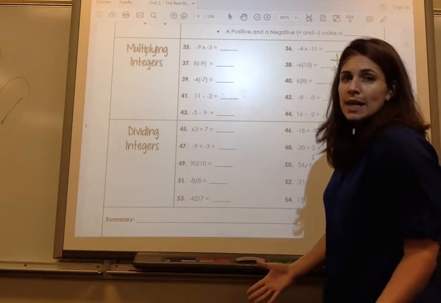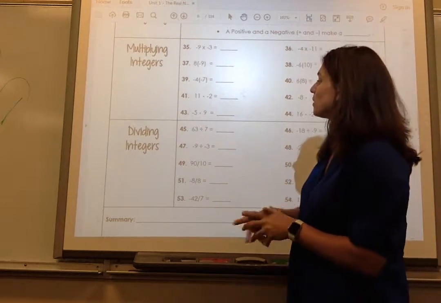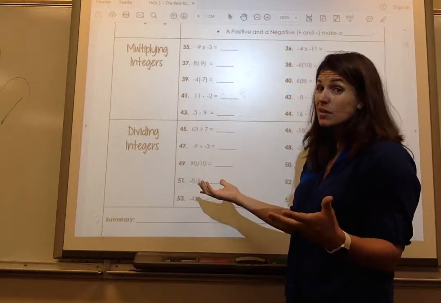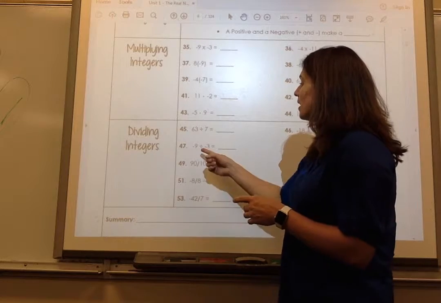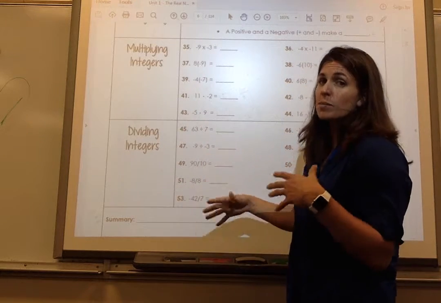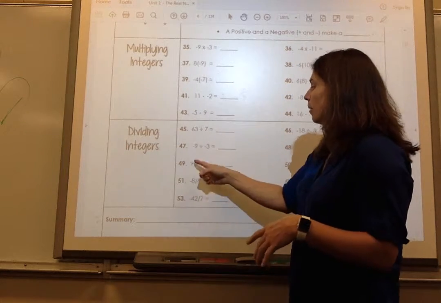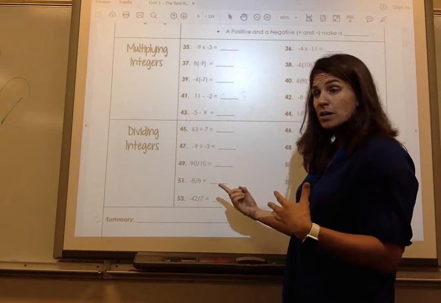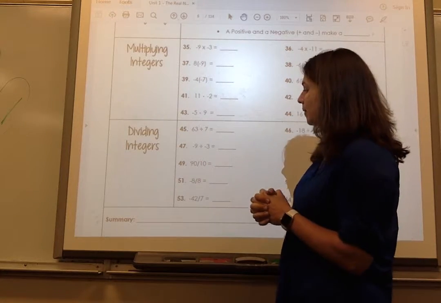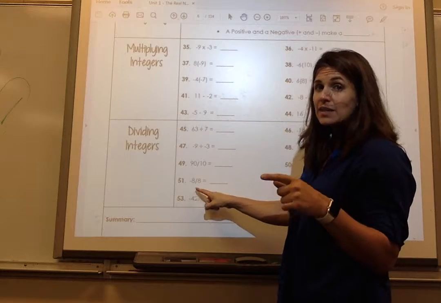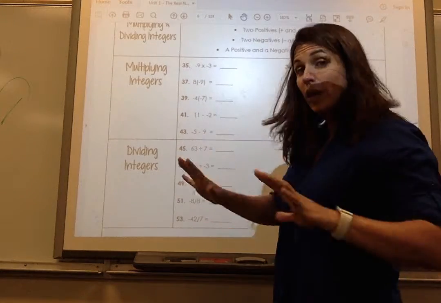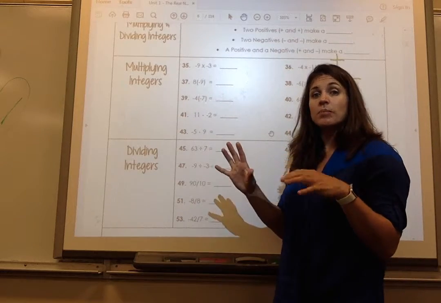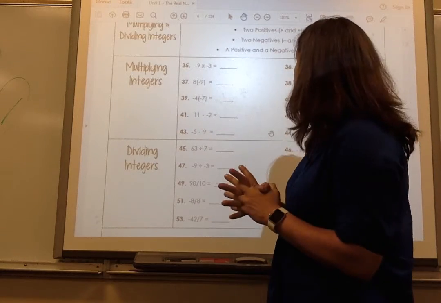Dividing integers, it's the same thing. You just need to know your rules, what happens. So positive divided by a positive is still going to be positive. So 63 divided by 7 is going to be 9. Negative 9 divided by negative 3 is going to be a positive 3. A positive divided by a positive is still positive, so 90 divided by 10 is 9. Number 51, a negative 8 divided by 8 is going to be a negative 1. So that's a quick overview of the basic terms that you've done so far.